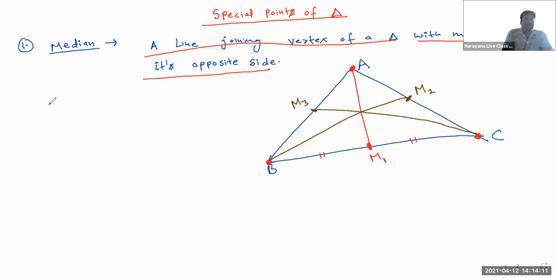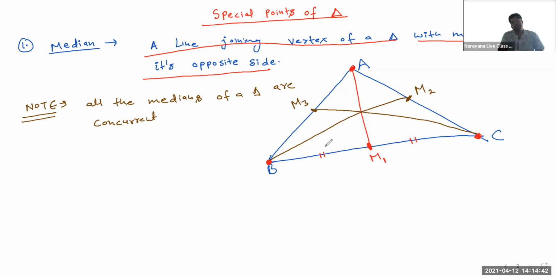Note, write a point in note that all the medians of a triangle are concurrent. A triangle can have a maximum of three medians: one median through vertex A, one through vertex B, and one through vertex C. So median 1, median 2, and median 3, that is AM1, BM2, and CM3, will be concurrent.